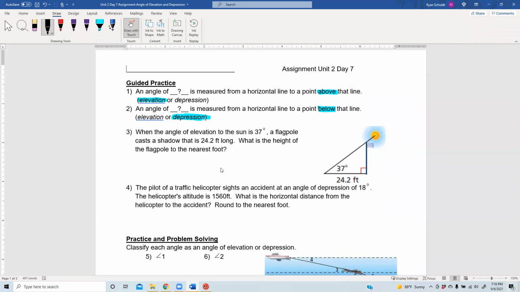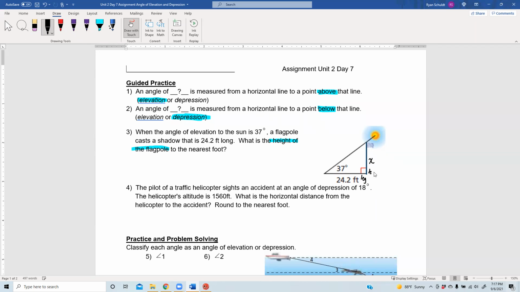Okay, so number 3. When the angle of elevation to the sun is 37 degrees, a flagpole casts a shadow that's 24.2 feet long. What's the height of the flagpole to the nearest foot? So that's what we're finding, height of the flagpole. In other words, there's our x. And that's a terrible x. There we go.